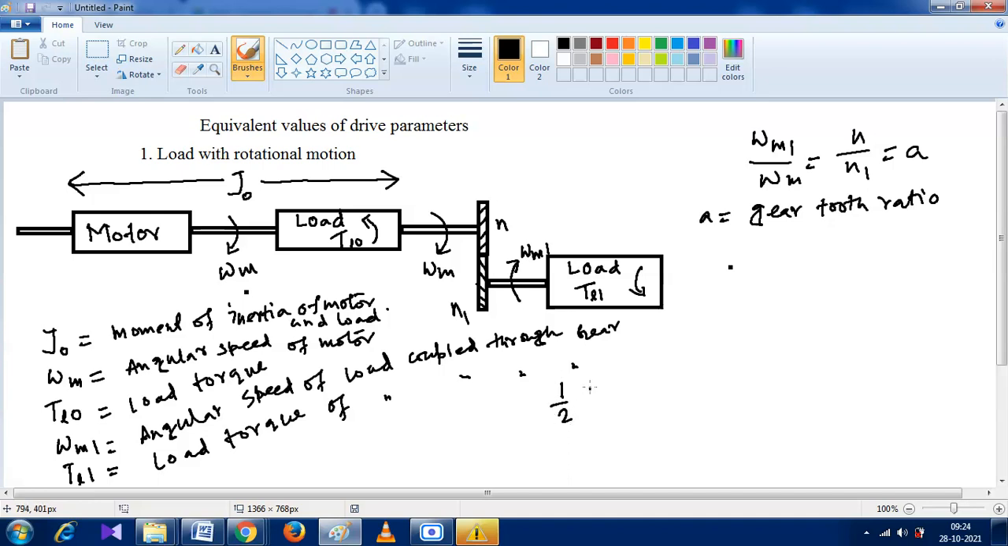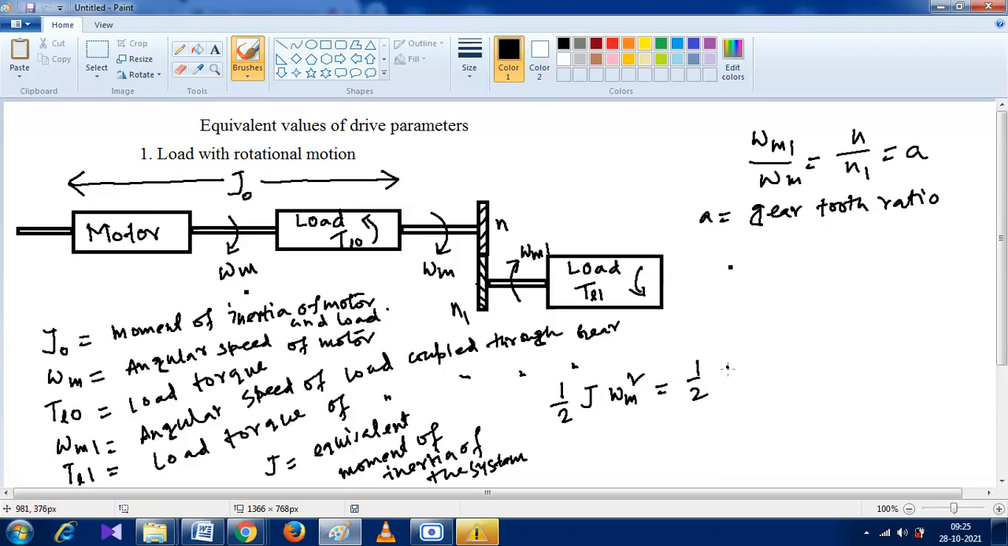If we consider the total moment of inertia, suppose J is the equivalent moment of inertia of the system, then we can write half J omega m square is equal to half J0 omega m square plus half J1 omega m1 square, because the total moment of inertia is equal to the sum of the individual moments of inertia. We can write that.